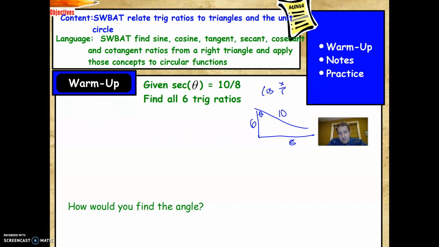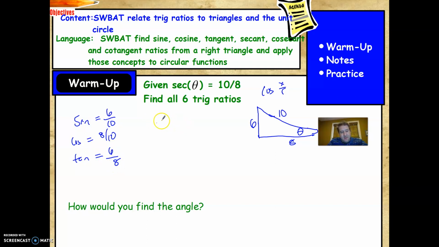Cosine, okay, I did put theta in the wrong spot, and that probably bugs some of you, so let me put the theta over here. Like I said, cosine is adjacent over hypotenuse, so that would be this one. Sine would be 6 over 10, opposite over hypotenuse, and cosine is obviously 8 over 10, and tangent would be opposite over adjacent, which would be 6 over 8.